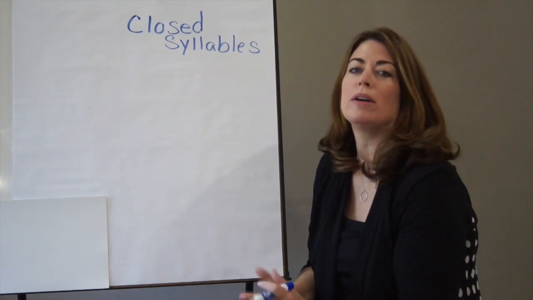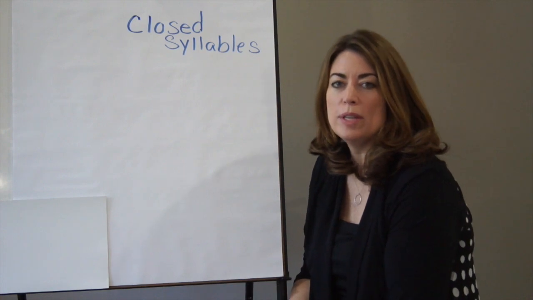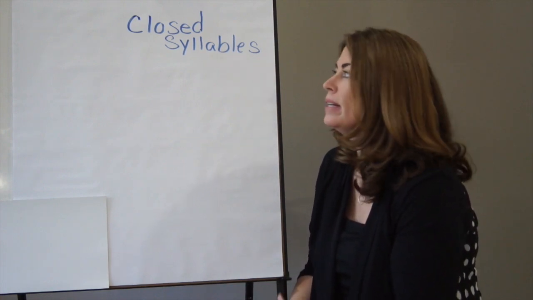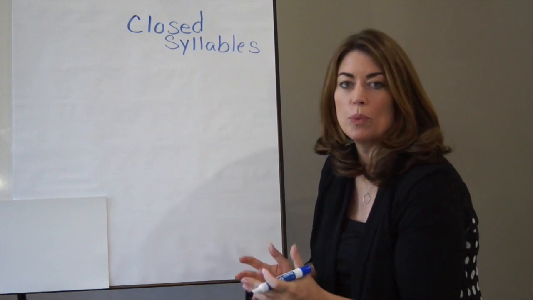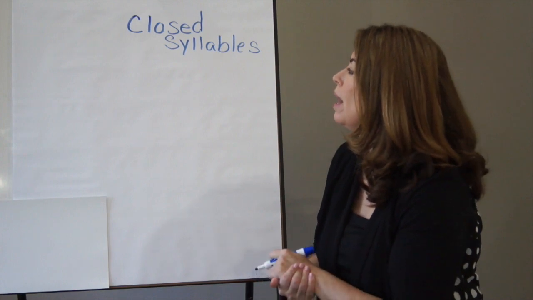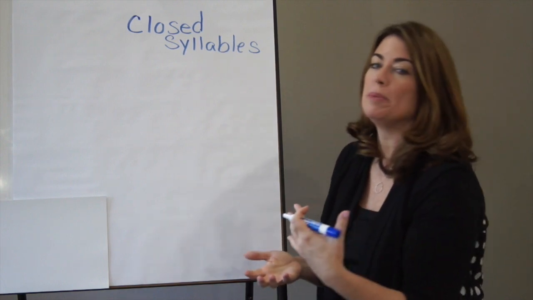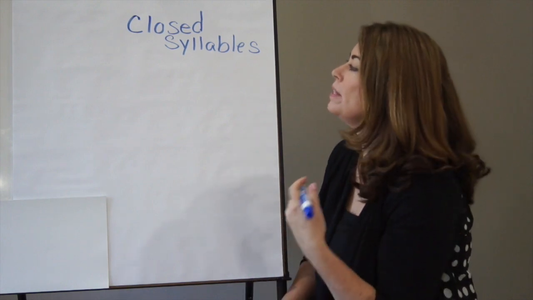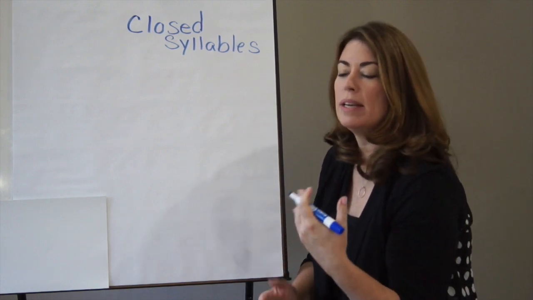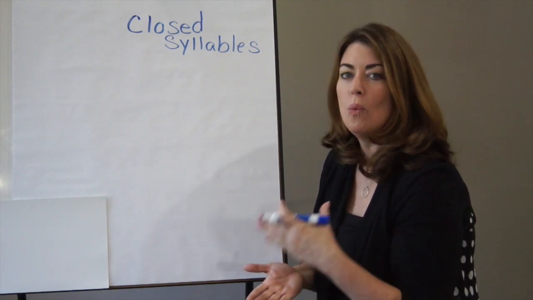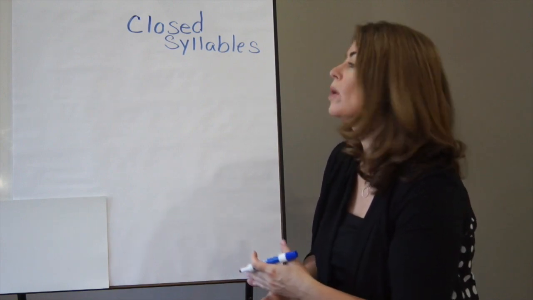I'm going to talk a little bit more about closed syllables. Closed syllables are the most common syllable type that we have in our language, and it's the syllable type that we start with the kids to get them familiar with all the different types, because it's the most frequent, so it makes the most sense to do that first. The definition of a closed syllable is a syllable that has one vowel sound, one vowel, followed by one or more consonants.